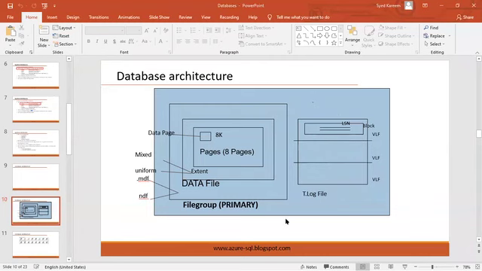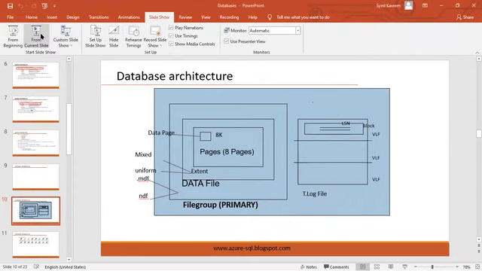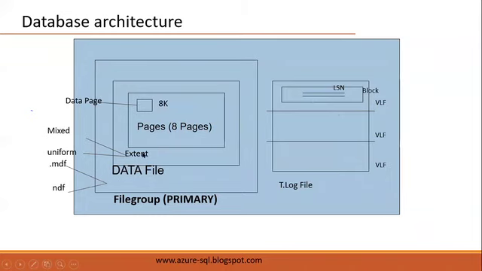So check here, we'll go to data file. We have seen already that a data file is a collection of extents and pages. In the extent, we have two types of extents: mixed extents and uniform extents.